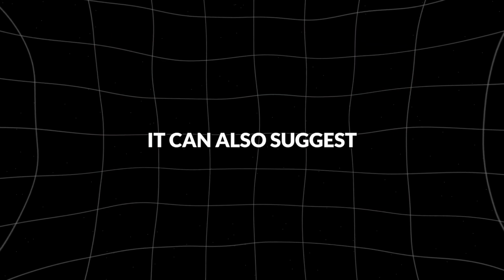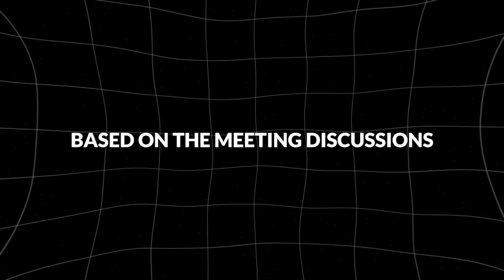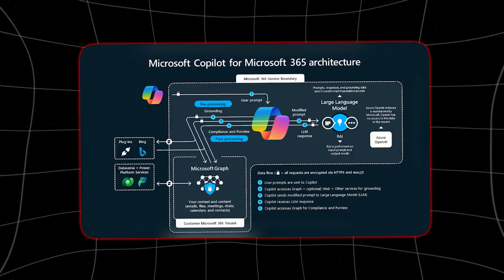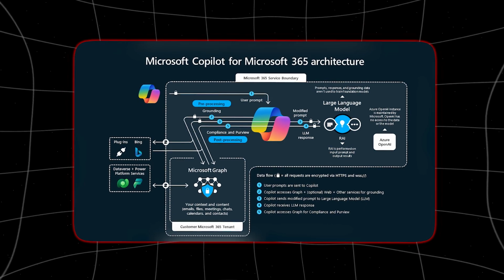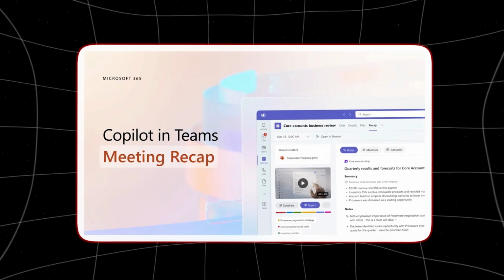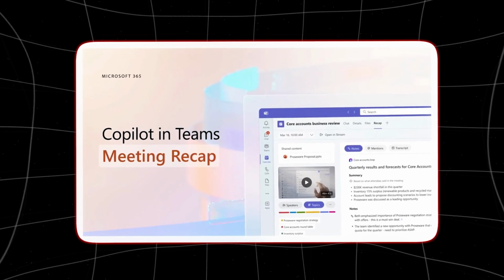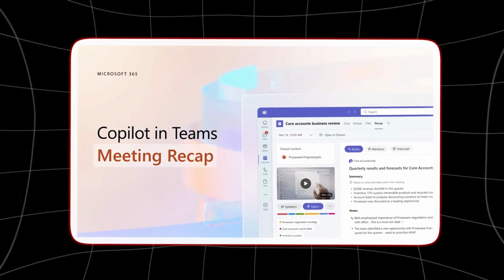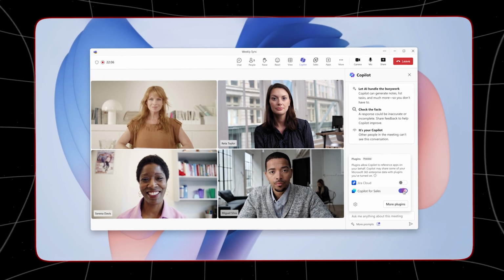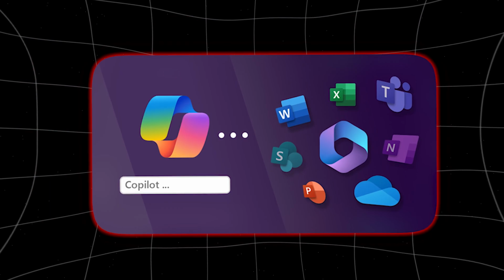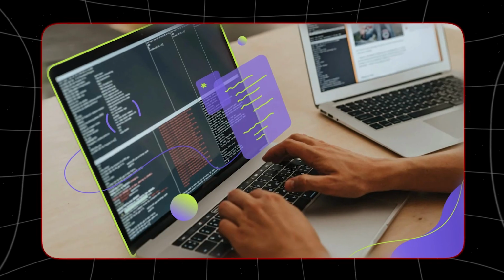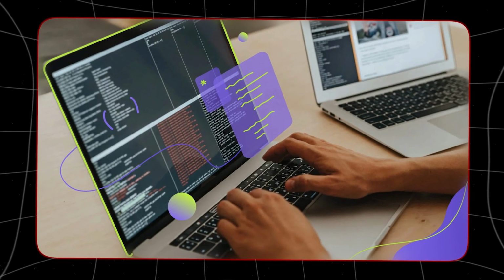It can also suggest follow-up tasks based on the meeting discussions, making it easier to keep track of what needs to be done next. Team CoPilot also helps keep meetings structured by tracking time for agenda items. This helps ensure that meetings stay on track and don't run over time, which is essential for keeping everyone focused and productive. In addition to meeting facilitation, Team CoPilot can also assist with group chats. It can moderate chats and respond to queries from shared documents, helping to keep conversations organized and productive.